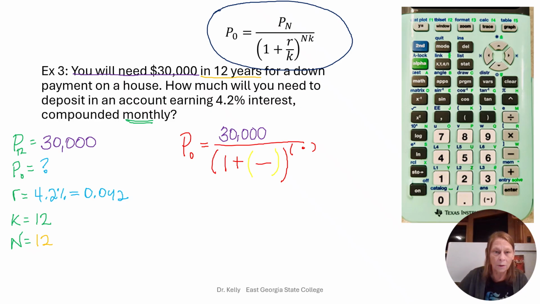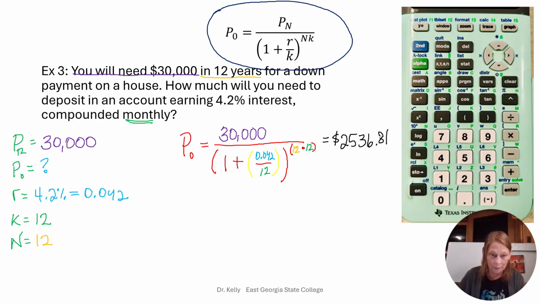0.042. The K is 12, and that's the green 12, raised to the power of N times K, so that is the orange 12 times the green 12. And I'm going to go ahead and give you the answer here. And it is $2,536.81.